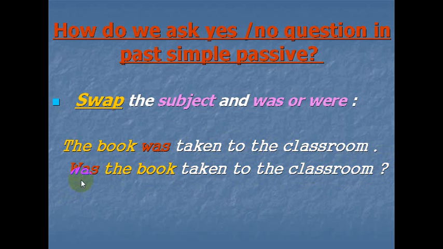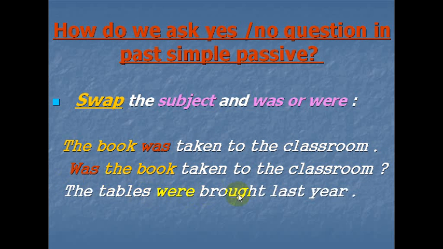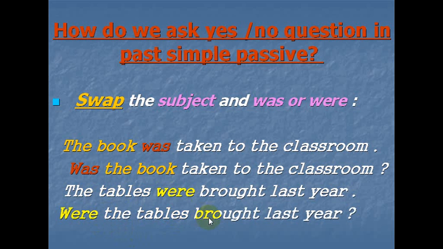Okay, let us look at another example. The tables were brought last year. This is a passive sentence. I want to make a yes/no question. Once again, I will swap the subject, the tables, and verb to be, was or were. So I will start with were, followed by the tables. The tables were, it will become were the tables. Were the tables brought last year? And the question mark.